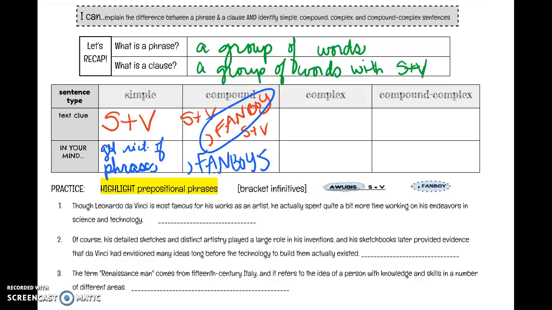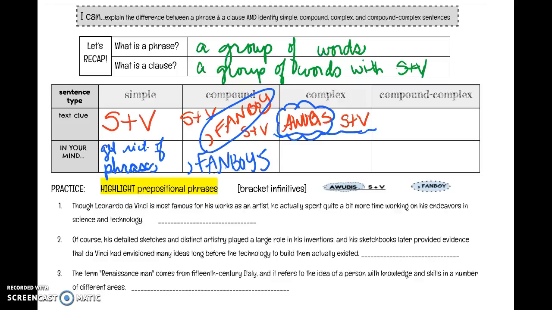A complex sentence, just like its name, getting a little more complex, is going to start with one of our AWUBIS, or subordinating conjunctions, and it's going to have a subject and a verb after it. And what I've had you do when you find an AWUBIS is draw a cloud around it. And you have a list of those in your binder. There's also a poster on the wall that you can use as a reference.